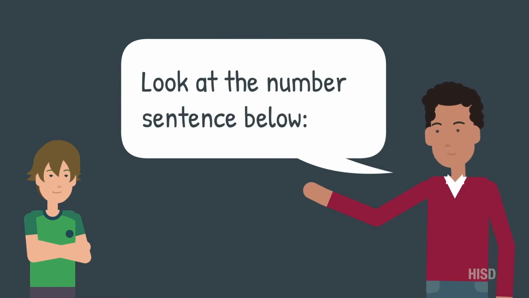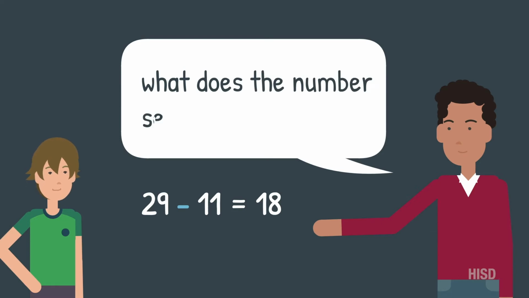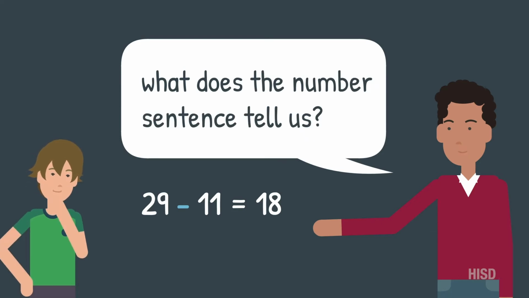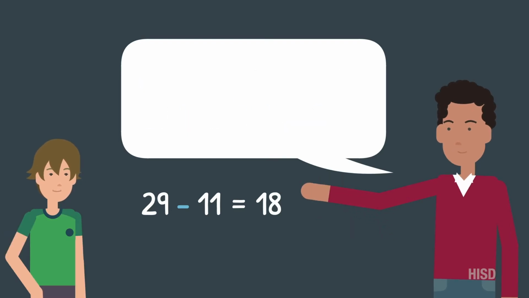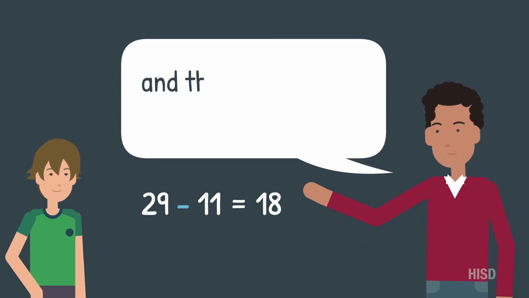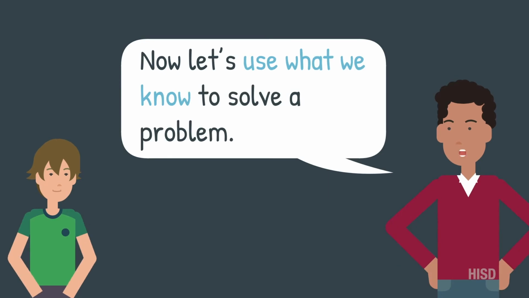Look at the number sentence below. If we are talking about candies, what does the number sentence tell us? 29 minus 11 equals 18. The number sentence tells us that 11 candies were taken away from the 29 candies, and there are 18 candies left. Now let's use what we know to solve a problem.